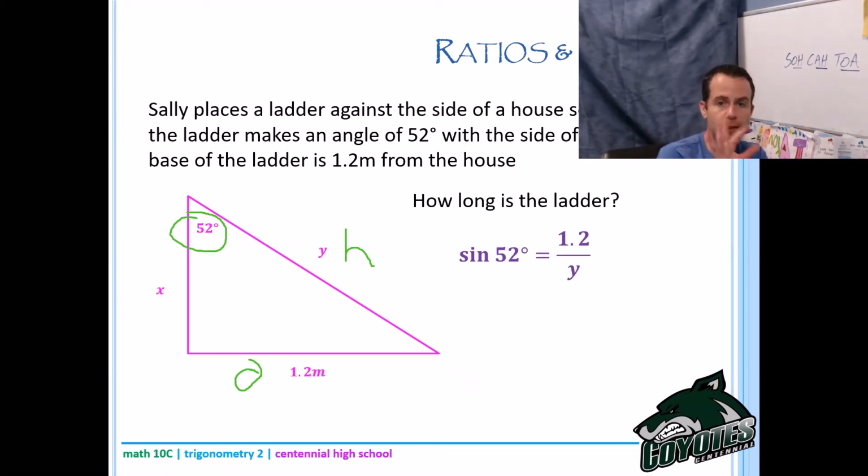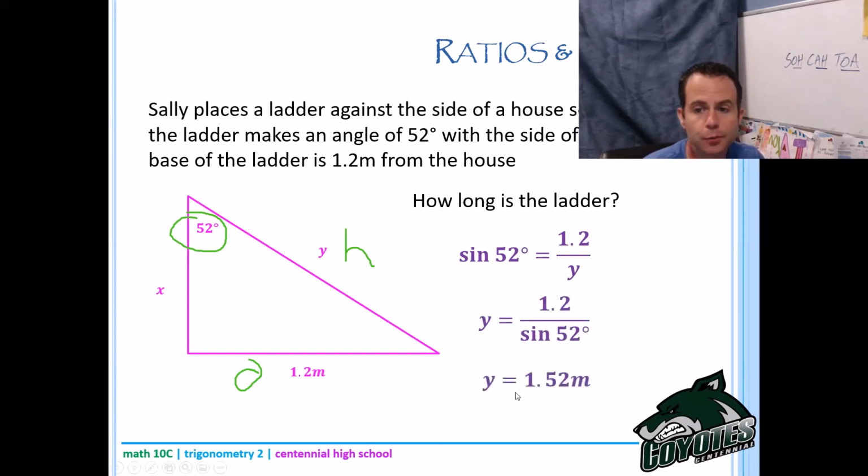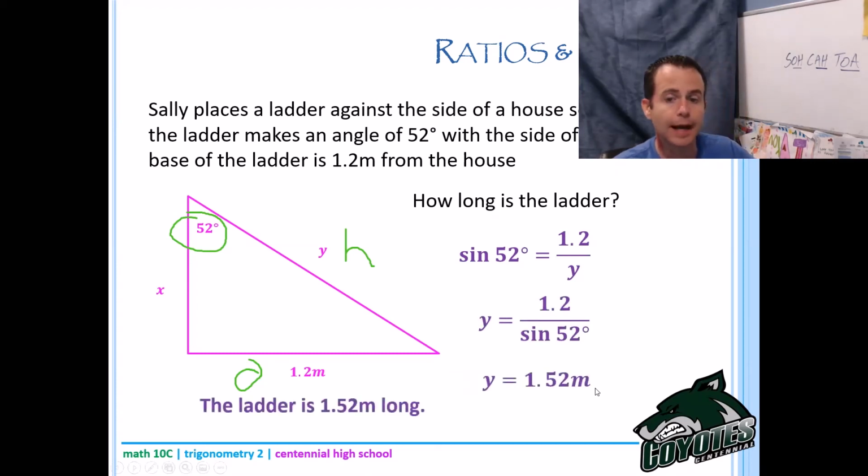Now, I'll multiply both sides by y to get rid of that division and divide both sides by the sine of 52. So y will equal 1.2 over the sine of 52, and that is 1.52 meters. So the ladder is 1.52 meters long.